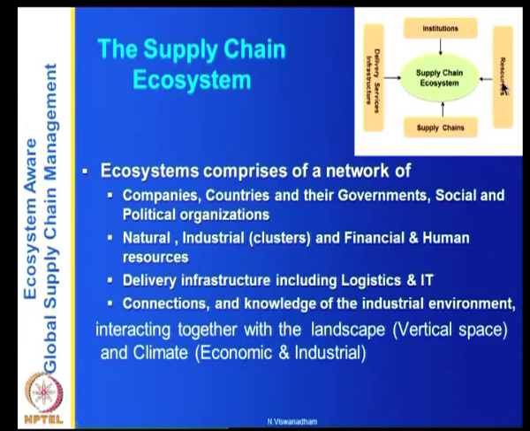Similarly, the institutions, which are basically the countries, their governments, and the social and political organizations, are also important and affect the supply chain, because in a global supply chain, all the regulations are set by the countries. Also the social organizations can move against globalized organizations or against some particular company coming into the country. Similarly, the industry organizations have to cooperate because they create a brand for the country in which they are coming. Similarly, the delivery infrastructure, which is the logistics, information technology, and so on. It's like e-delivery, home delivery, or selling through the retailers and so on. So the supply chain ecosystem consists of all these four factors.